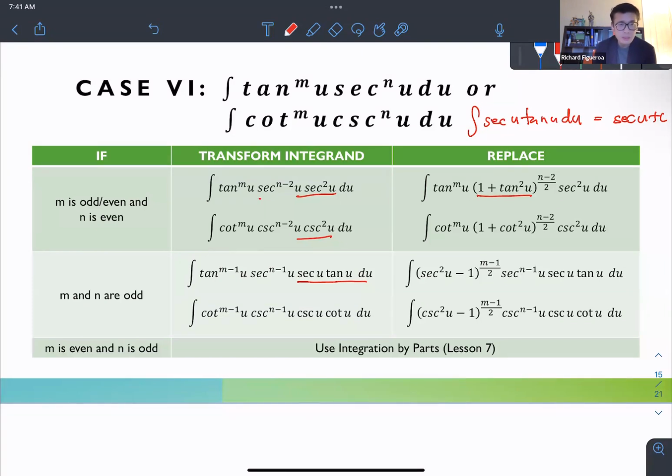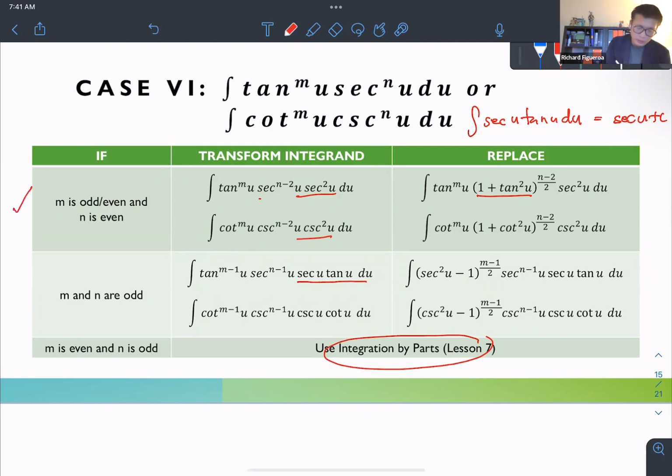But when m is even and n is odd, again, this is beyond our coverage. We can resolve that one using integration by parts. We'll have examples like this once we proceed with the topic of integration by parts. So we have two examples, for this case and case number 2.